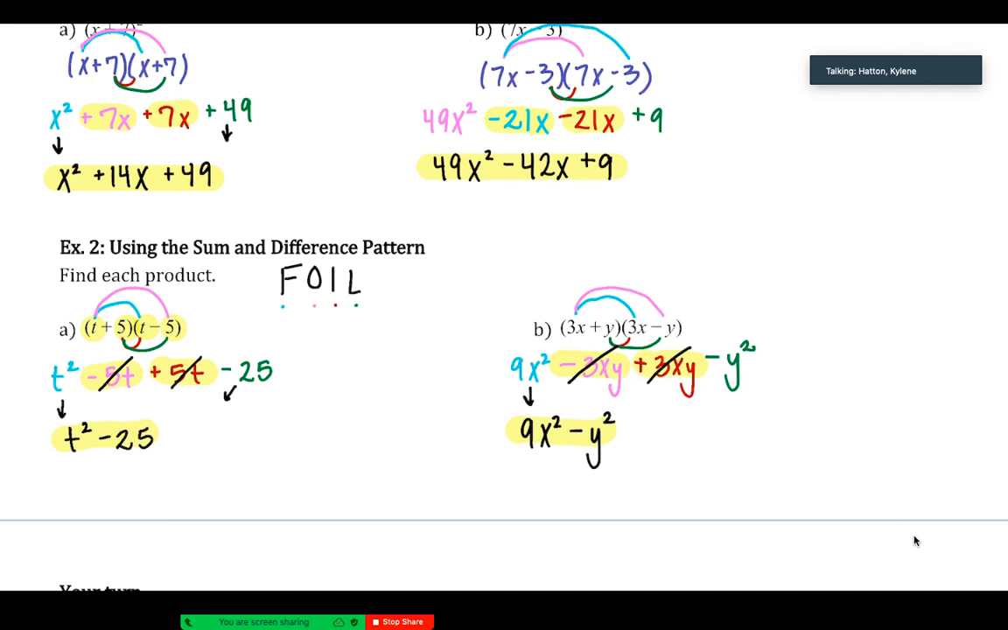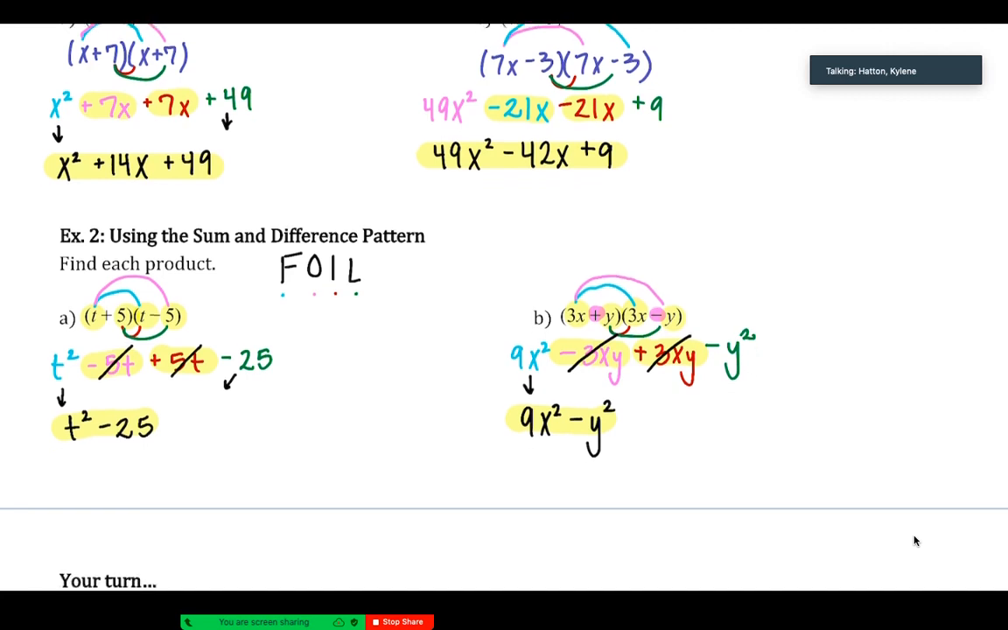And then just keep in mind, anytime you have a pattern or a problem that falls within this particular pattern, where they're the same exact numbers, 3x and 3x, or terms, y and negative y, the only thing that changes is this plus and this minus. You're going to end up having those middle terms cancel out. So that could be a good way for you to do a mental check in your head once you finish the problem.